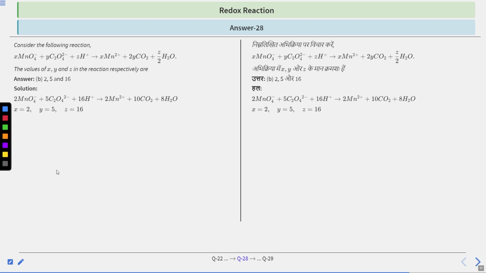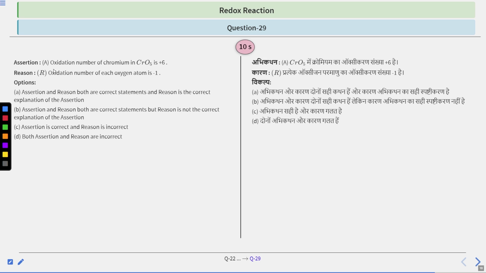Okay, let's move to the next and last question, that is question number 29. We have been given an assertion and reason statement. The assertion is that the oxidation number of chromium in CrO5 is plus 6. The reason is that the oxidation number of each oxygen atom is minus 1. Options are: assertion and reason both are correct statements, and reason is the correct explanation of assertion. Assertion and reason both are correct statements, but reason is not the correct explanation of assertion. Assertion is correct and reason is incorrect. Both assertion and reason are incorrect.